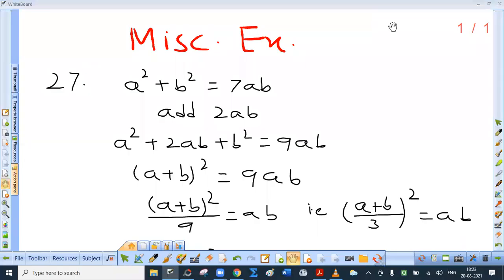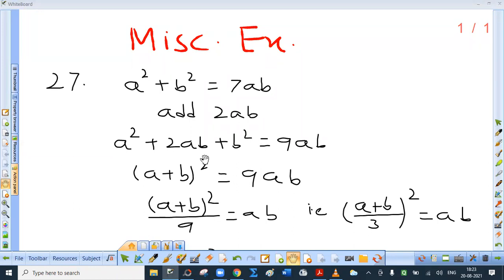Miscellaneous exercise, 27th one. If a square plus b square equals 7ab, show that log of (a plus b) by 3 is half log a plus half log b. Actually, we can begin with this to obtain the desired result, or we can say we have to prove this, that is to prove. Then we get a square plus b square equal to 7ab, which is true, given.